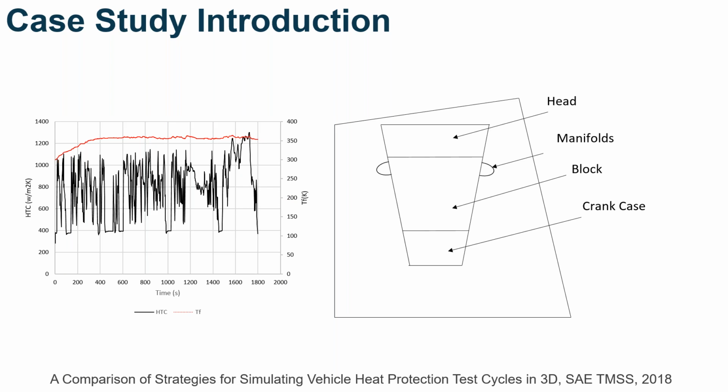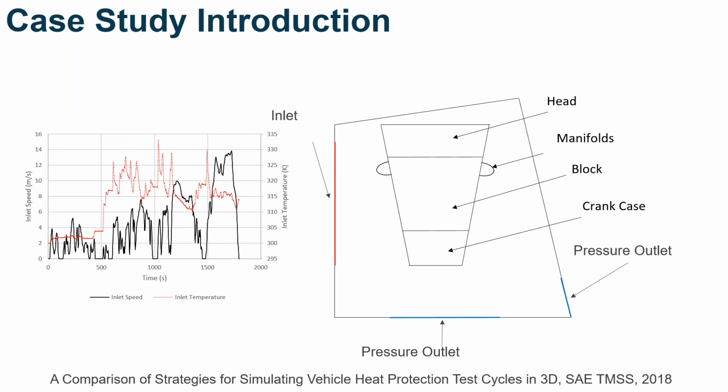Here you can see an example of the heat transfer coefficients and fluid temperatures on the interior of one of the engine components. The inlets and outlets were defined as an inlet on the inside downstream of the fan, and then we have pressure outlets located at the bottom and rear of the compartment. You can see on the left-hand side the inlet speed and the air temperature for one of the two test cycles. This is data from test cycle 2.